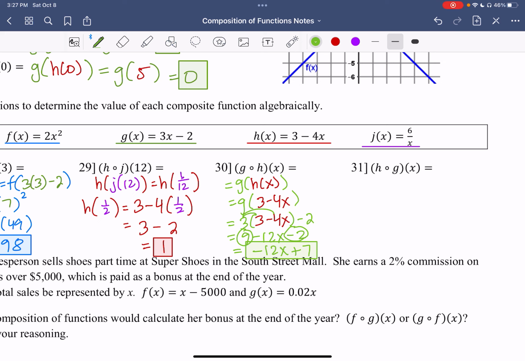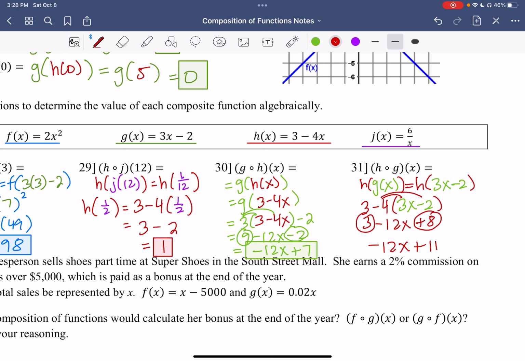All right, now let's do h of g of x. Okay, so we have h of g of x. You put g of x into the parentheses, which is 3x minus 2. And you're going to put that into every x of h. So h is 3 minus 4x, but instead of x, you're going to put 3x minus 2. You're going to distribute the negative 4. You get 3 minus 12x plus 8. Combine the like terms. You get negative 12x plus 11.